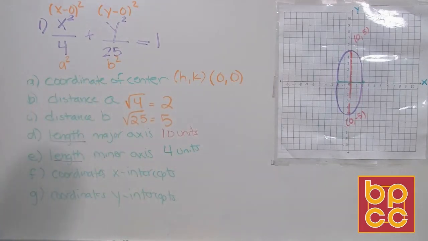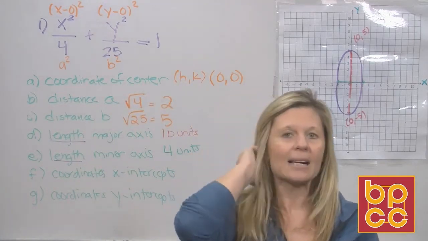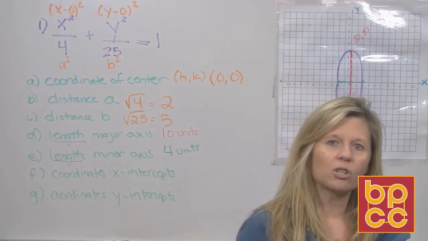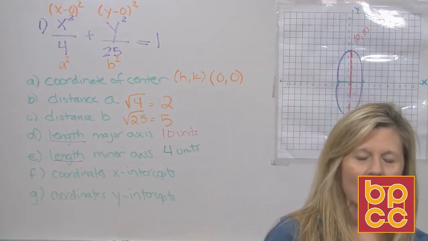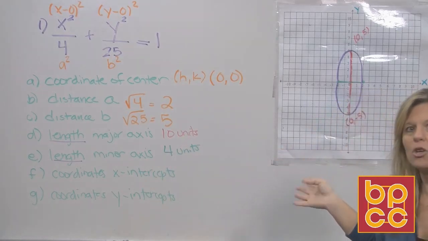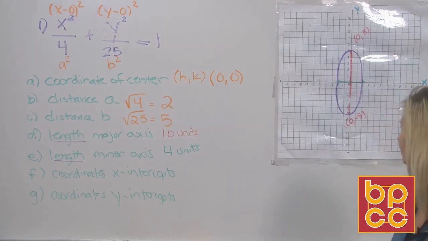Everybody good? All right, our last two questions ask about the x-intercepts and the y-intercepts. We discussed those words with lines. An x-intercept is where the graph would touch the x-axis. The y-intercept is where the graph would touch the y-axis. Now again, we already have the picture drawn. So can we look at our picture and see if our ellipse touches the x-axis?